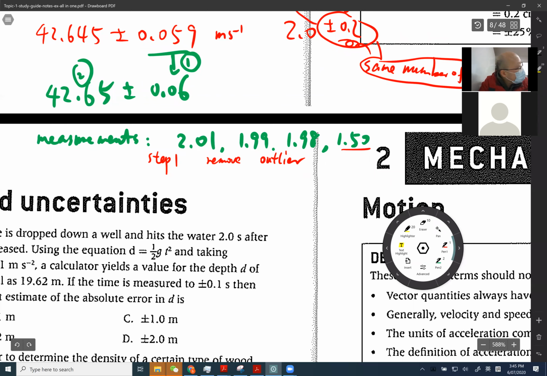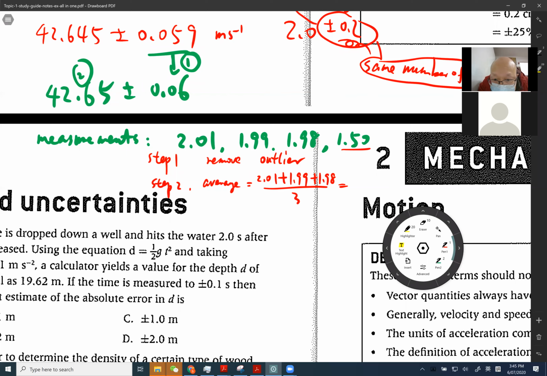This one, yeah, this one too much away from the other 3. So we remove it. Step 2, we calculate the average. Divided by 3. Okay? You really do this one in IA. So, what's the answer? Guys, calculator. Not tidy. Okay. 1.99. No, we need more SF. 1.99333333. Okay. That's average.